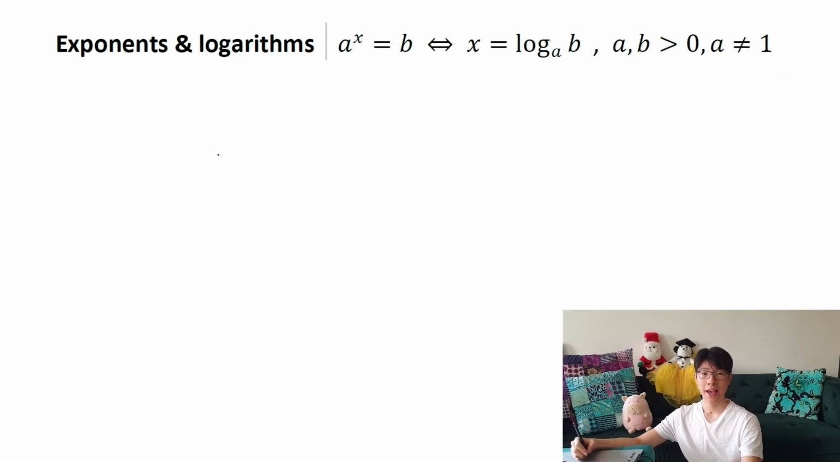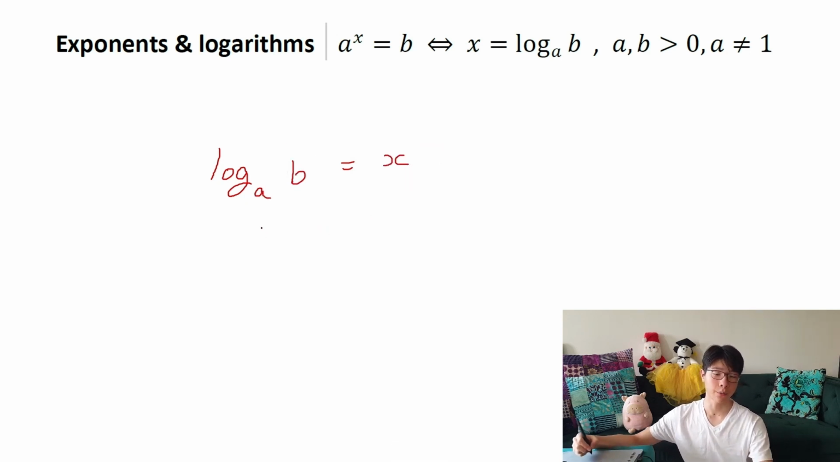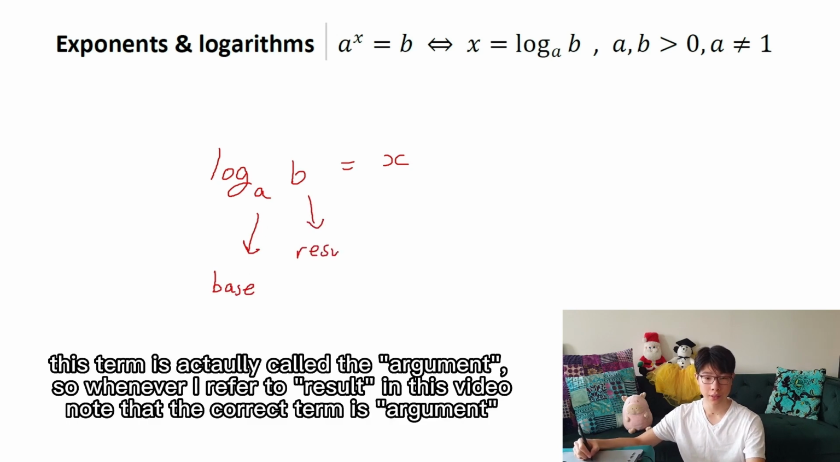Now, a logarithm has two components. When we write log, it will have a subscript and it will have a number after it, and it will be equal to some number over here as well. Now let's define each variable. A is actually our base. B will be our result. And X will be our power. These are the three terms.